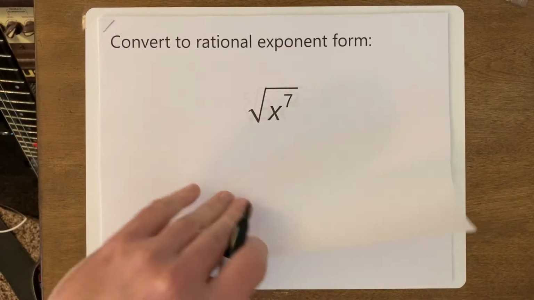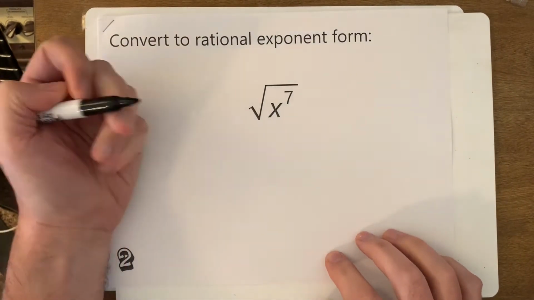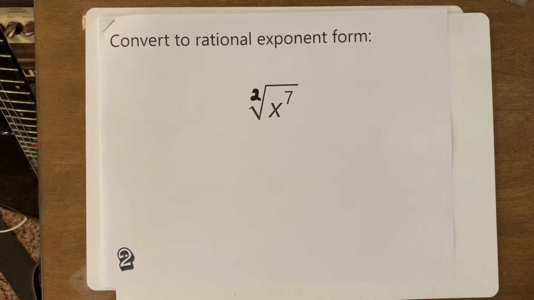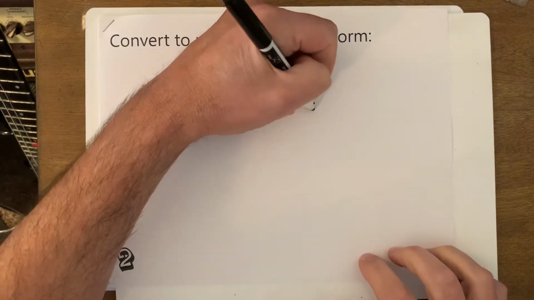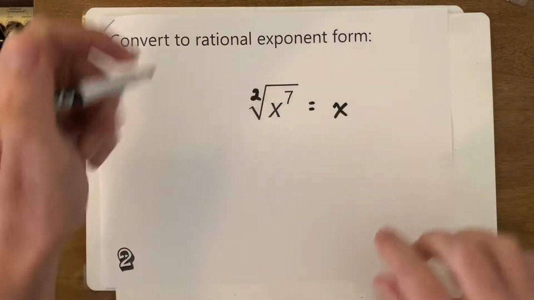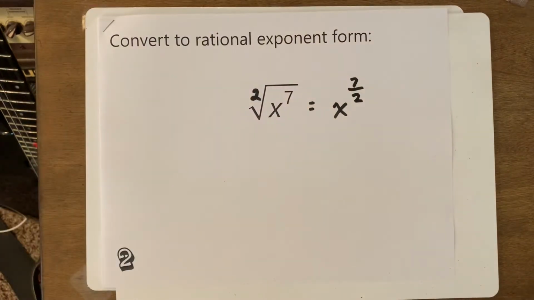Okay, here's our next one. This is the square root of x to the 7th. It helps sometimes to put a little 2 right there, because for square roots, generally we don't write that index. How do we write that as a rational exponent? We take our x, twist it around, 7 over 2, and that's it.